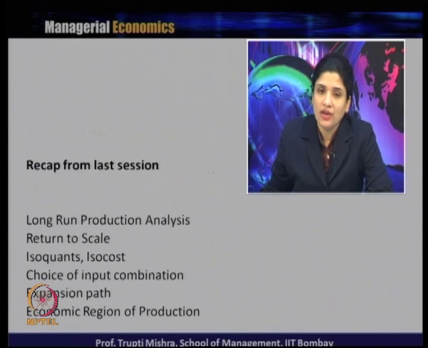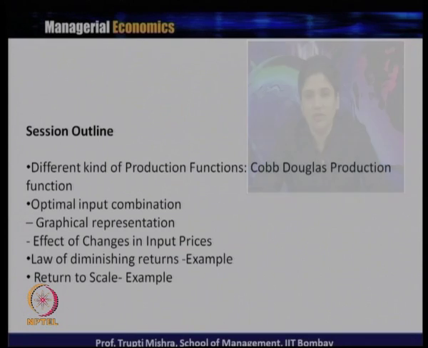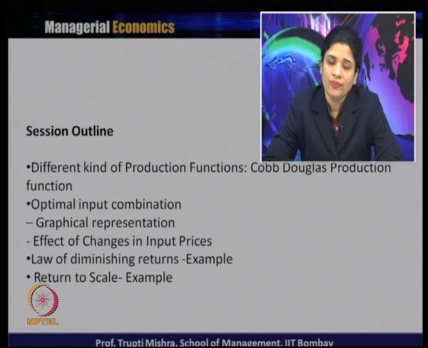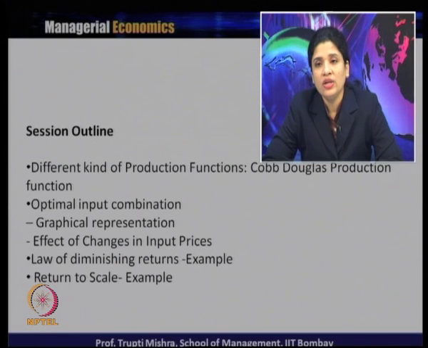So in today's session, we'll see the different kinds of production function. Mainly we talk about the Cobb-Douglas production function, which is used more in economic analysis. Then we'll continue our discussion on optimal input combination through a graphical representation, in the case of maximization of output and minimization of cost. And we'll see what happens when there is a change in the input price, whether the price of capital or the price of labor.